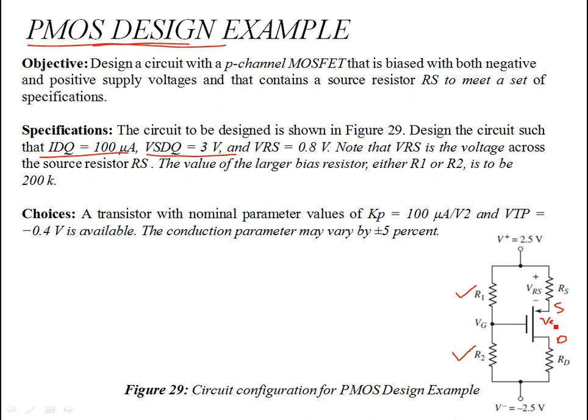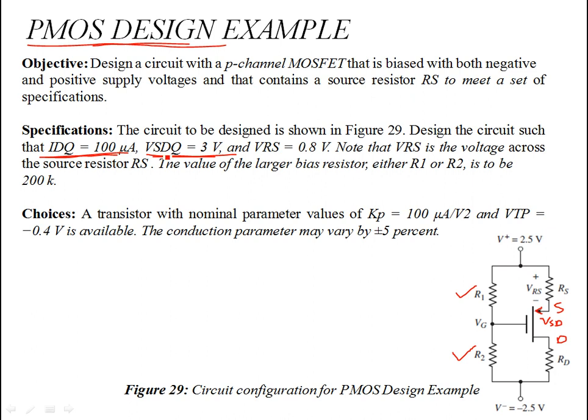Now, as you can see from the symbol of the MOSFET device, this is a PMOS device. So the direction of current is into the source. So you need to find these biasing resistors which ensure the given Q point is such that IDQ is 100 microamps and VSDQ is 3 volts.